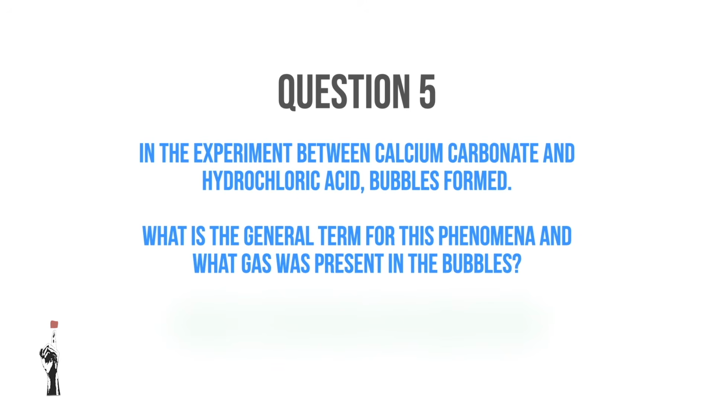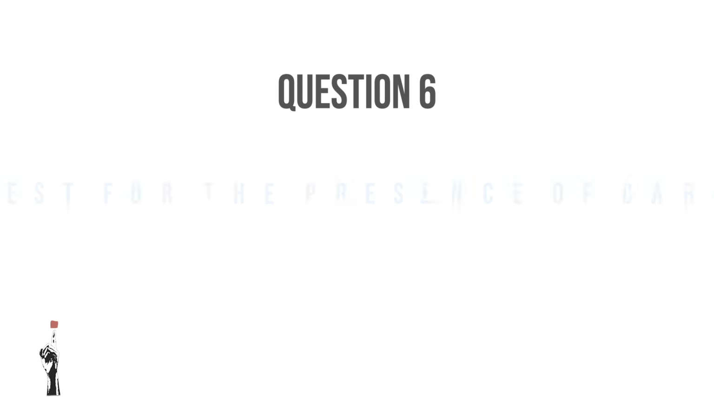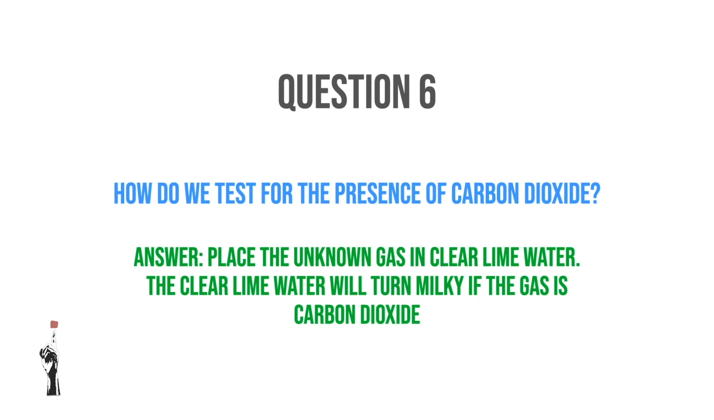The general term for bubbling in chemistry is called effervescence. Now, if you look at your chemical formula, you will see that the gas formed is obviously carbon dioxide. How would we test for the presence of carbon dioxide? If we place the unknown gas inside clear lime water, the clear lime water will turn from clear to milky or cloudy in color if the gas is carbon dioxide.